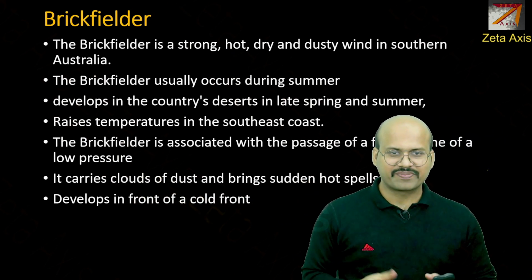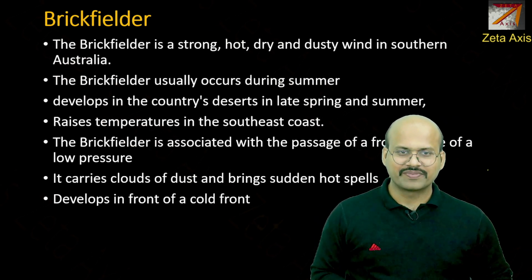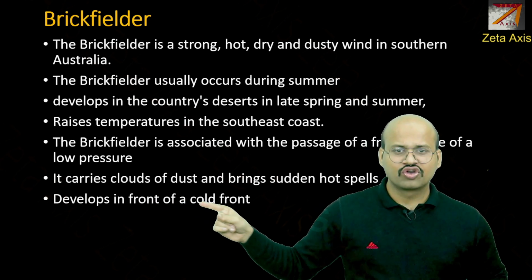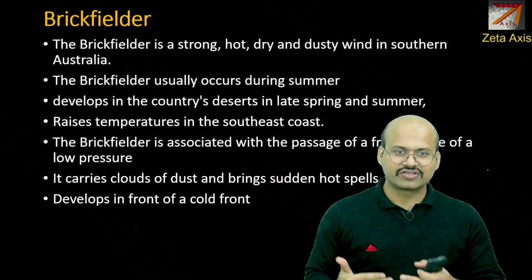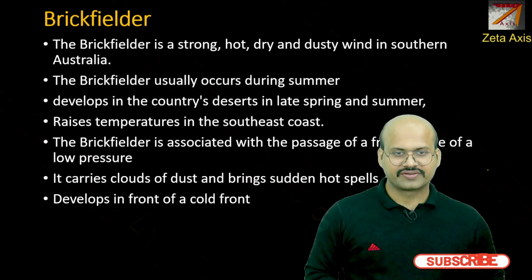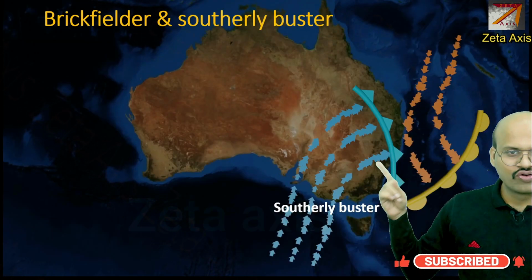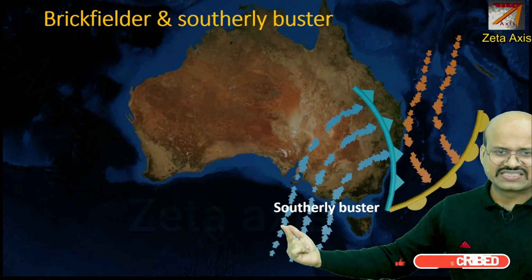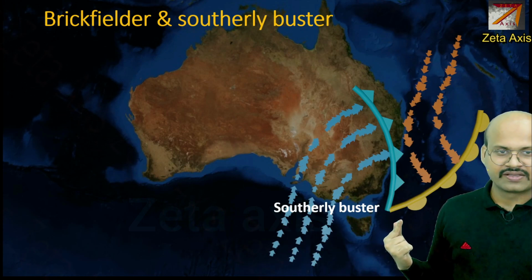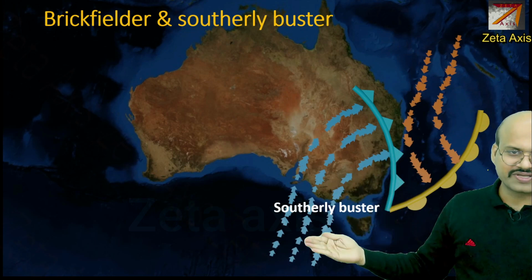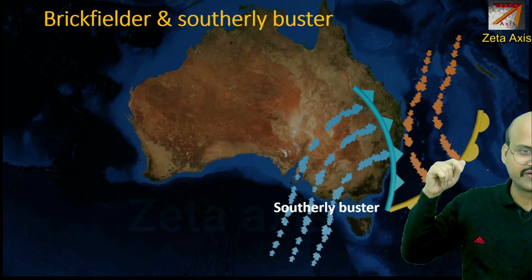It increases the temperature because it is warm air, it is coming from the temperate zone, and it develops in front of a cold front. So we saw that the cold front was behind the warm air. Now next, this cold air which we see is called Southerly buster. So this was Brickfielder and this is Southerly buster. So Southerly buster generally follows the Brickfielder.